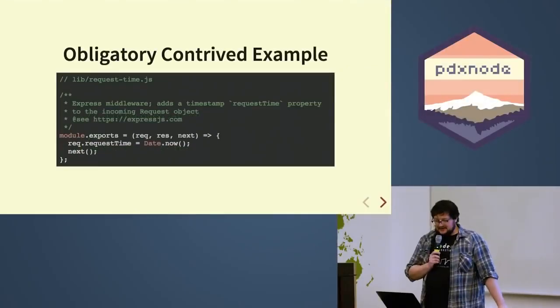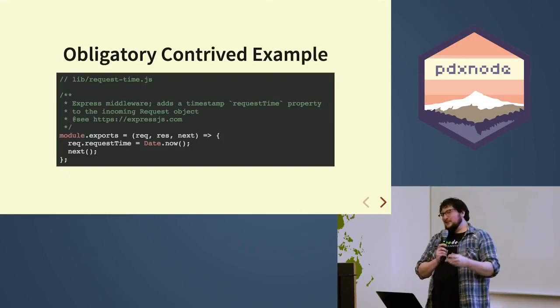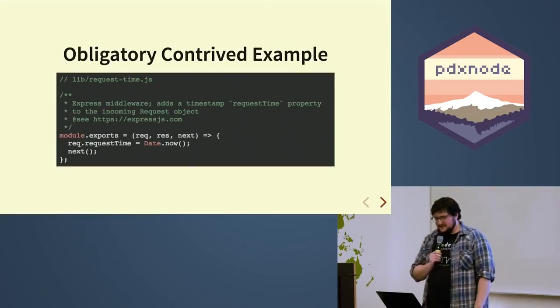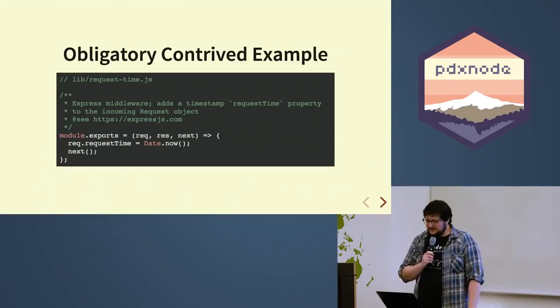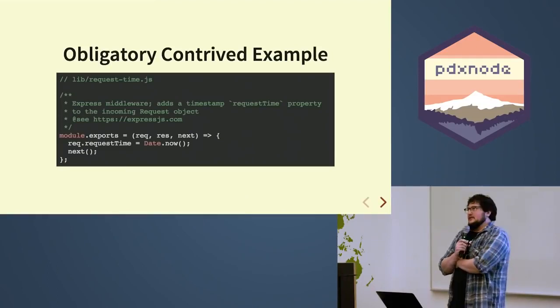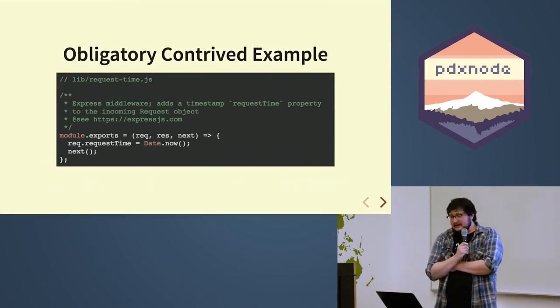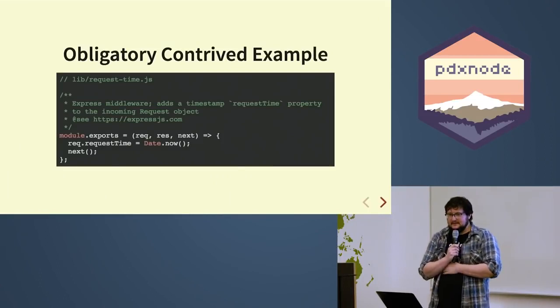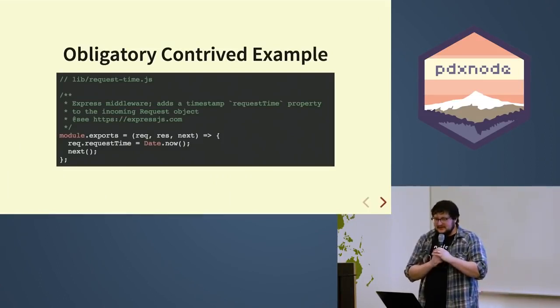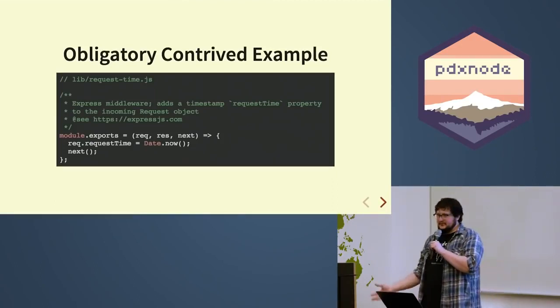If you're unfamiliar with Express, Express is like the default web server framework for Node.js. It's what you're probably going to reach for. There are other ones, but most people just use Express, it seems. Express is a wrapper around Node's built-in HTTP server, and it's built out of these things called middleware, and middleware is just a function. This is middleware. It's a function that accepts three parameters.